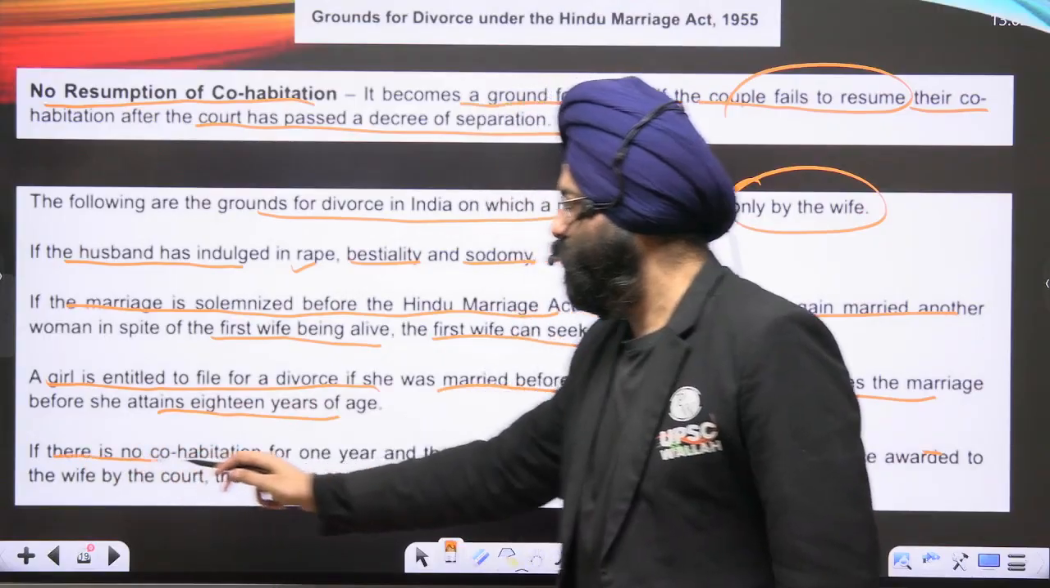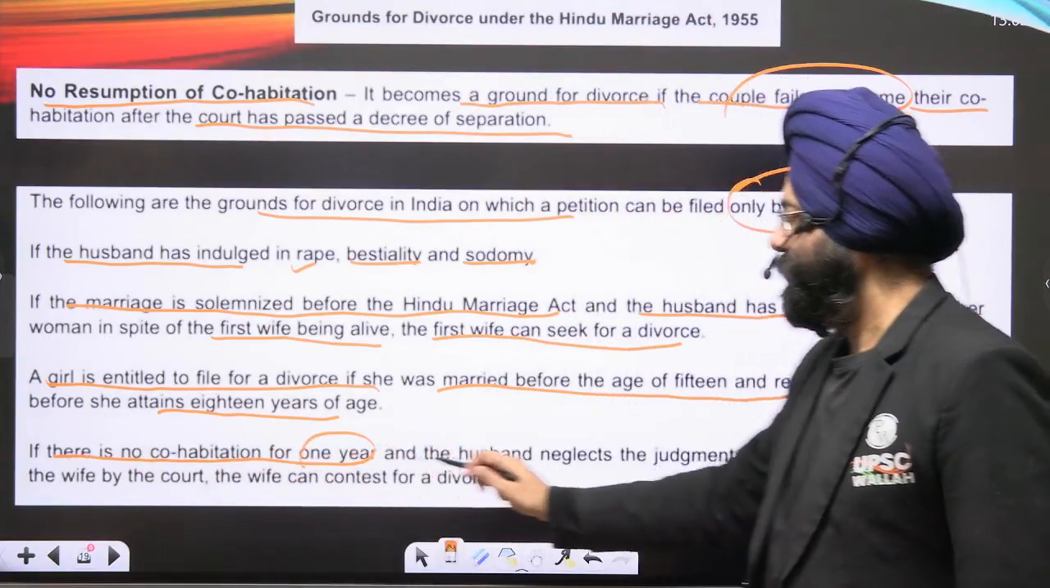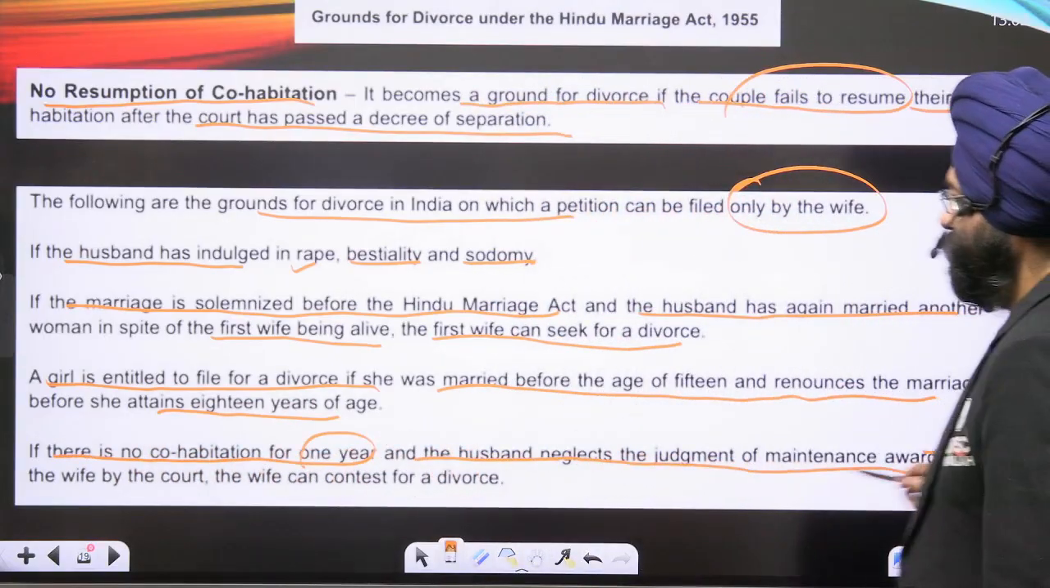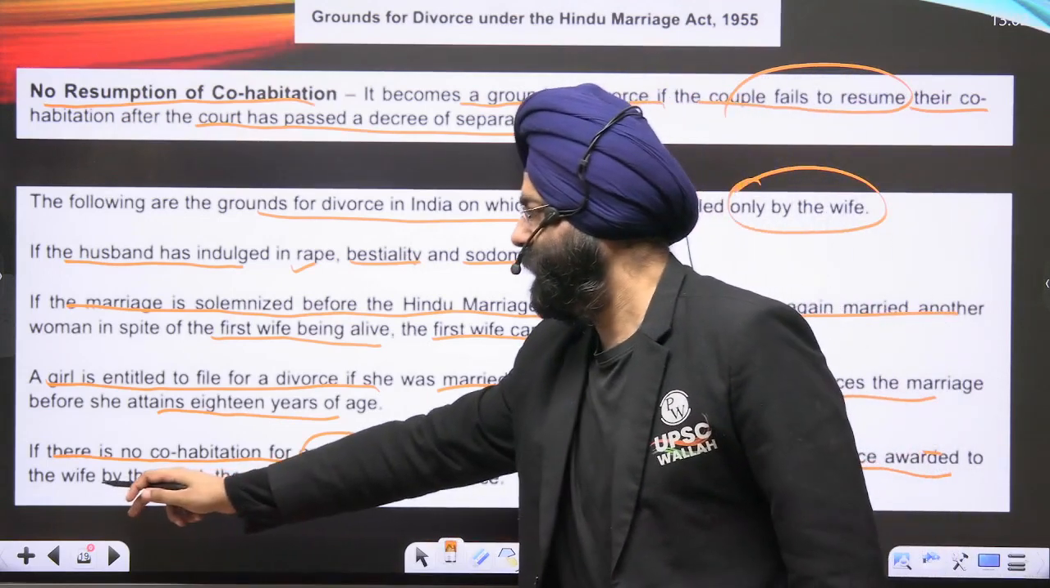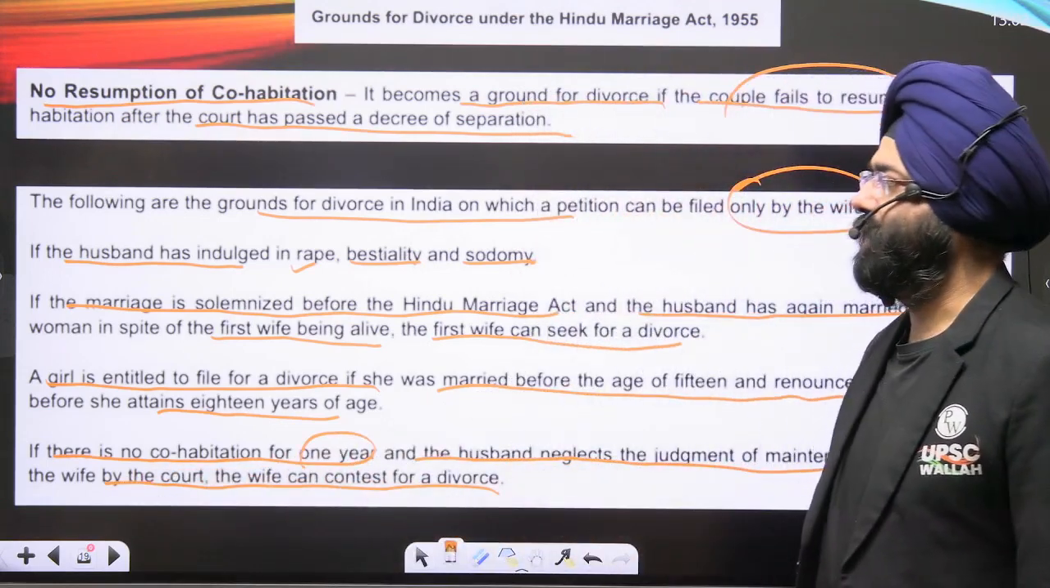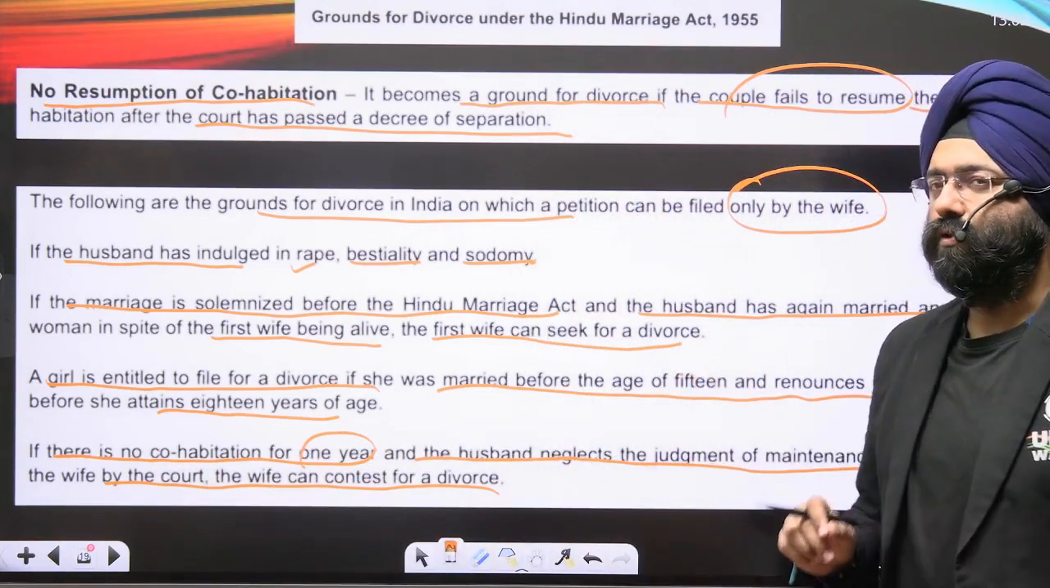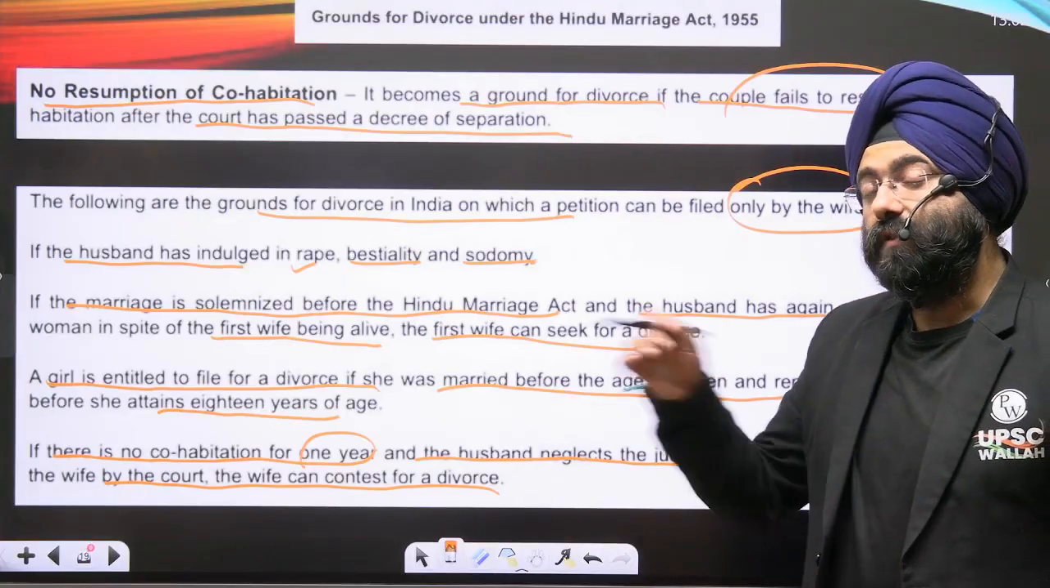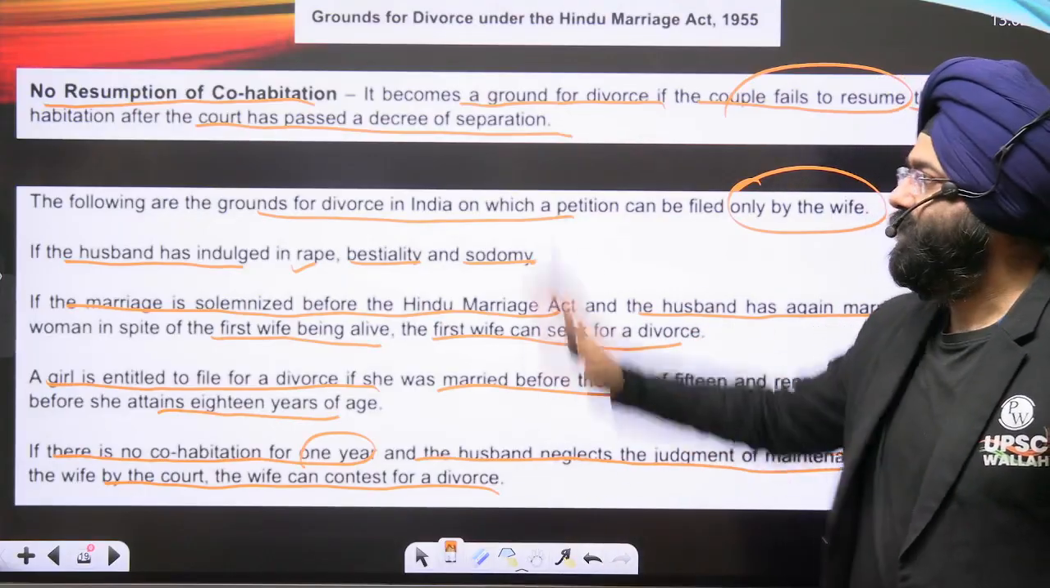If there is no cohabitation for 1 year and the husband neglects the judgment of the maintenance award to the wife by the court, the wife can contest for divorce. So these are the grounds on which only the wife can file for a divorce. So these are basically divorce.